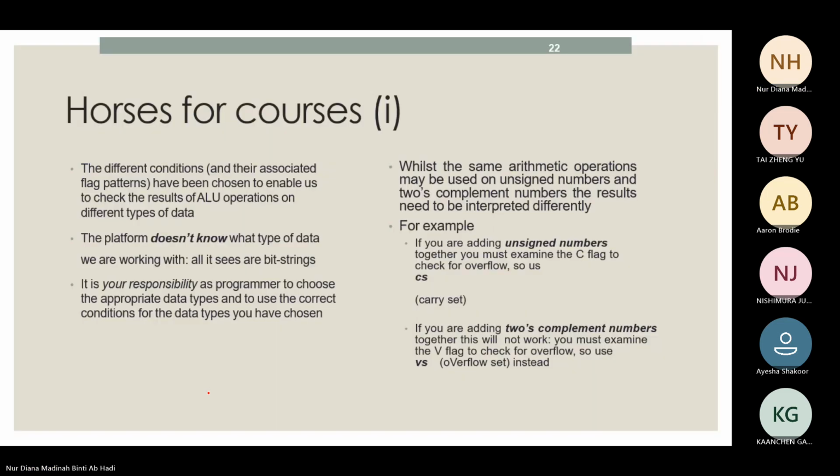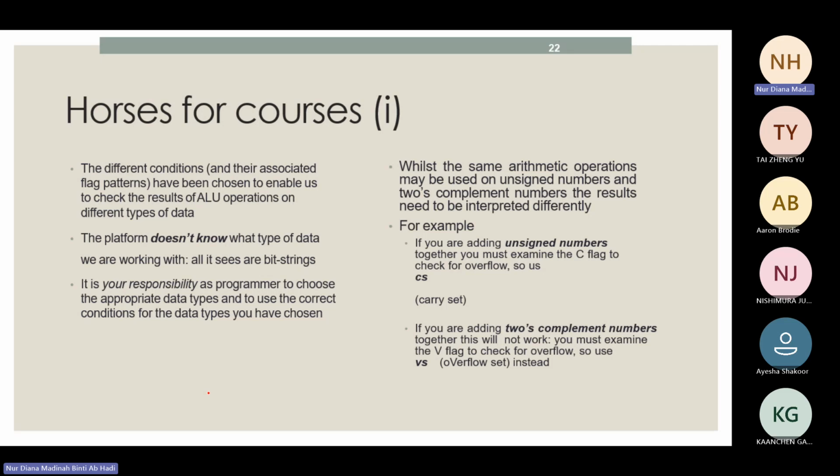And then, horses for courses. Different conditions have been chosen to enable us to check the result of an ALU operation on different types of data. The platform doesn't know what type of data we are working with. All it sees is the actual bit string. It is your responsibility as a programmer to choose the appropriate data types and to use the correct condition for the data types you have chosen.